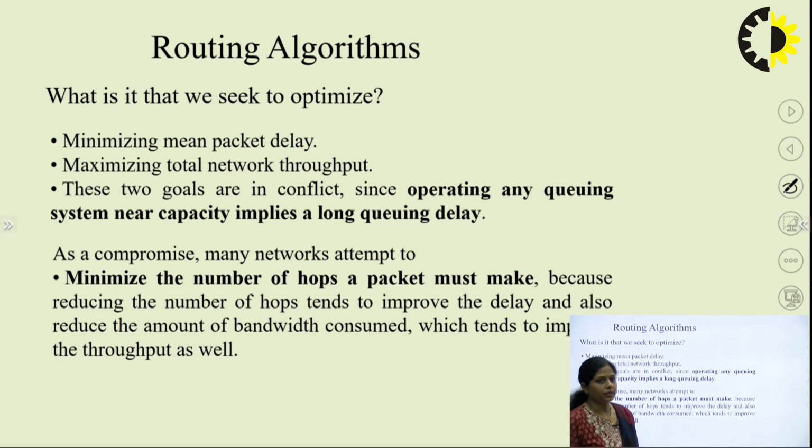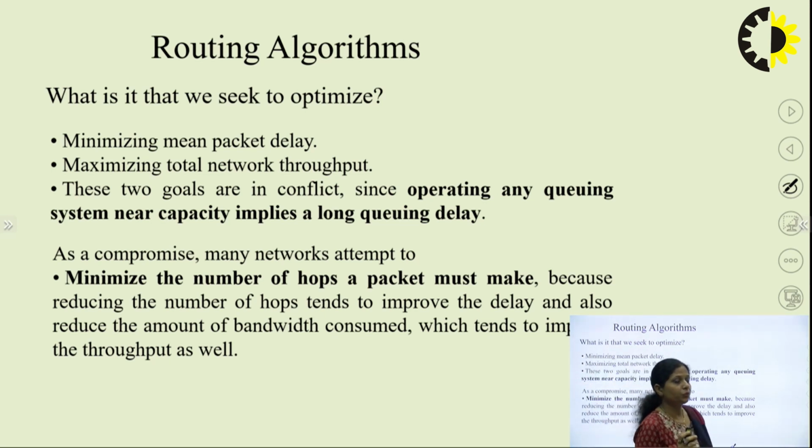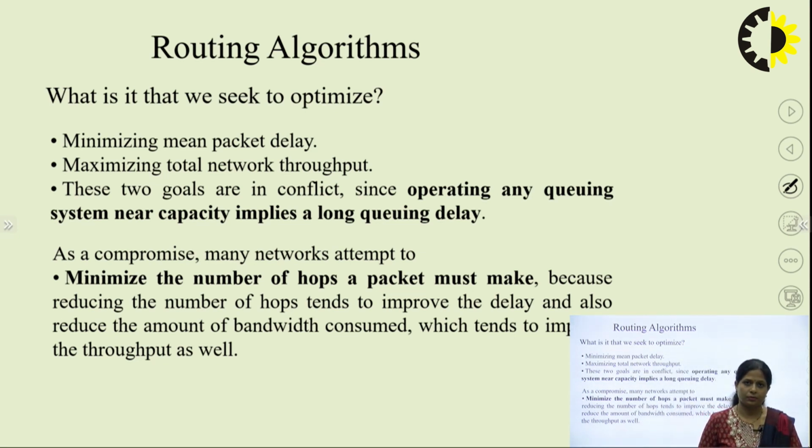First of all, the question arises: what is it that we seek to optimize? The answer is to minimize mean packet delay and maximize total network throughput, and these goals are in conflict. Why is it so? Since operating any queuing system near capacity implies a long queuing delay. That is the reason.